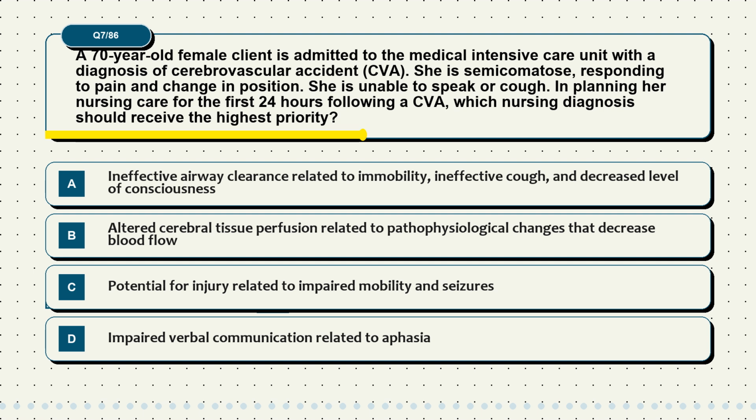priority? Here are the options. Option A. Ineffective airway clearance related to immobility, ineffective cough, and decreased level of consciousness. Option B. Altered cerebral tissue perfusion related to pathophysiological changes that decrease blood flow. Option C. Potential for injury related to impaired mobility and seizures. Option D. Impaired verbal communication related to aphasia.